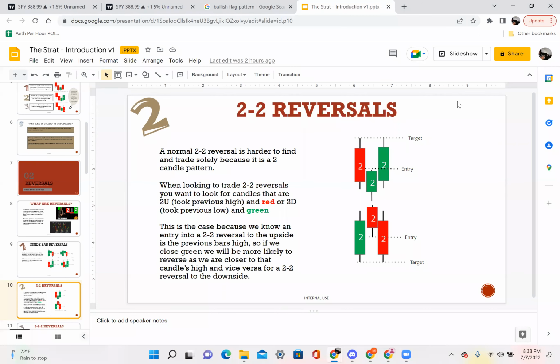On some of these examples, the entry seems closer to the target than the stop loss. What kind of risk to reward ratio would you seek on a trade?